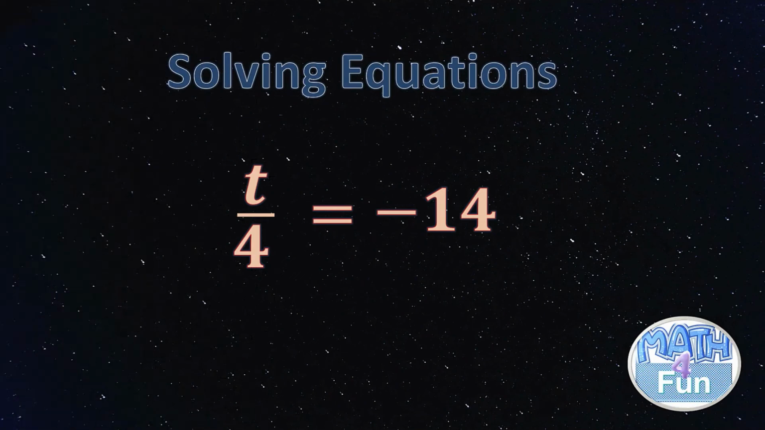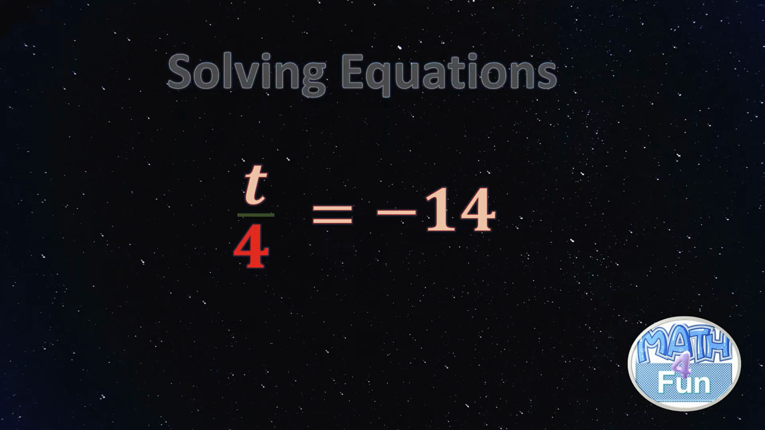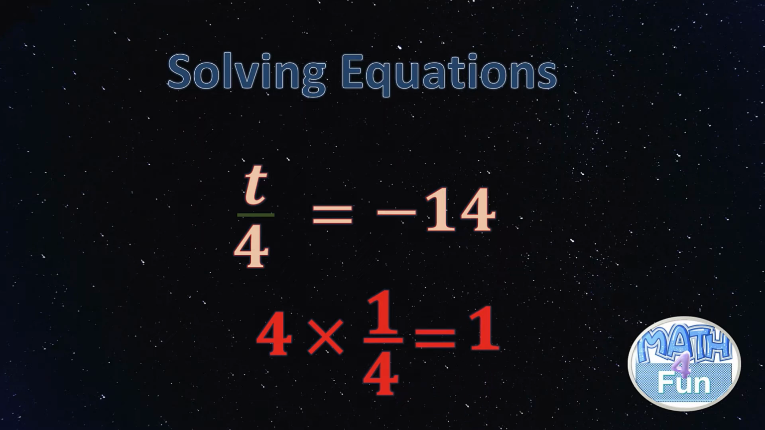Let's check another example. Here we have t over 4 equals minus 14. Now, as you see, 4 is in the denominator under t. The proper shape of this expression is 1 over 4 t, which means there is a fraction 1 over 4 multiplied by t. How do we remove that? You know that 4 times 1 over 4 gives us 1.